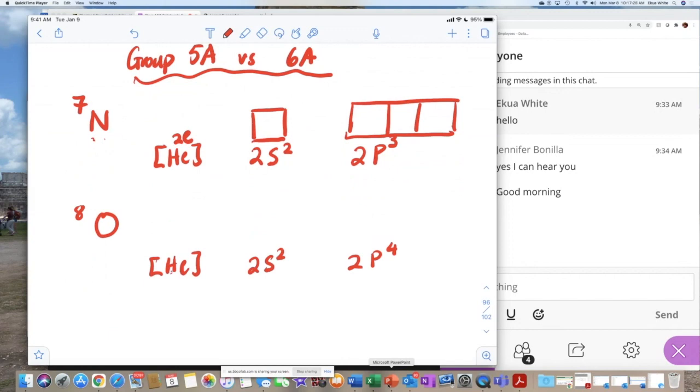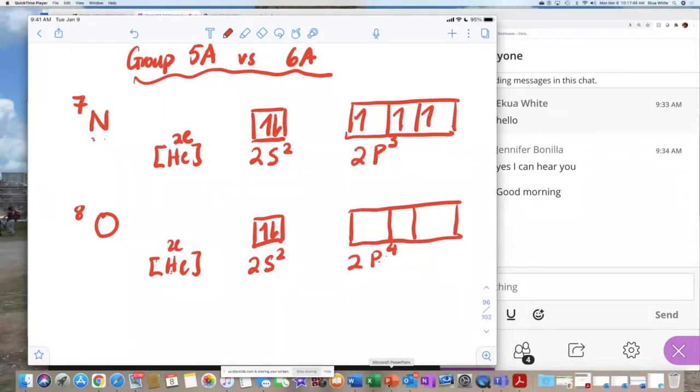Okay, helium takes care of 2 electrons. The 2s sublevel has 1 orbital. 2p has 3 orbitals, 3 boxes. Okay, now I'm going to fill them in. Up, down, right? And then the 2p3, up, up, up. I'm following Hund's rule. And then oxygen, up, down. And then here I got 4, right? Up, up, up. That's 3, 4.